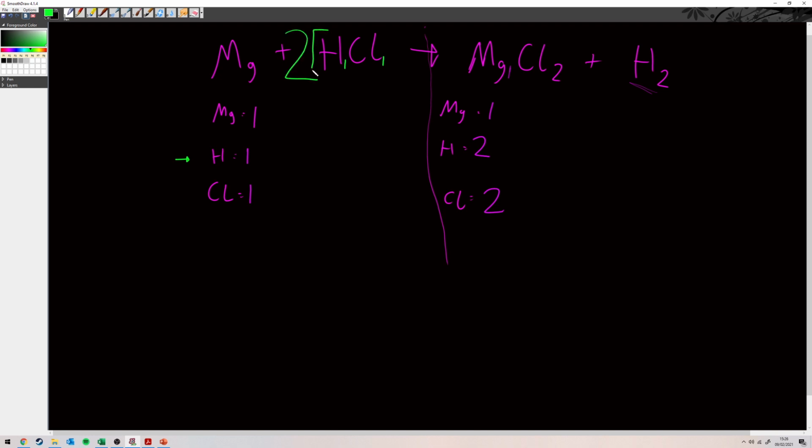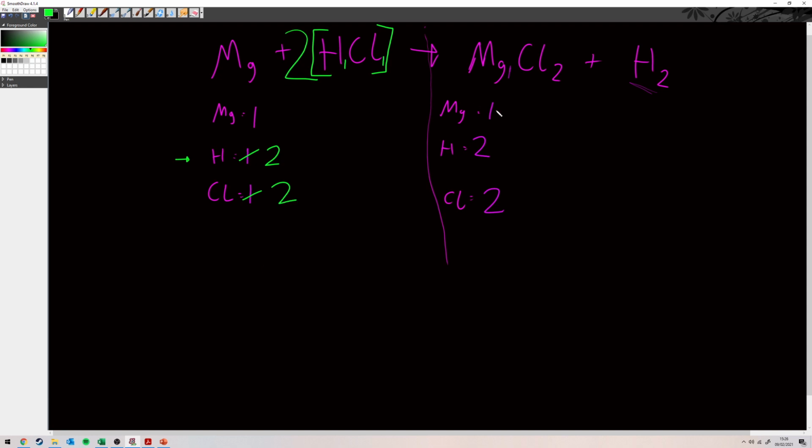Remember, that means now I've got 2 of everything inside these brackets. So let's recount. Well, before I had 1 hydrogen, but now I've got 2 of the whole thing. So that means I've got twice as much, so I've got 2 hydrogens. Again, before I had 1 chlorine, but now I've got twice as much because I put a 2 in front, so I've got 2 chlorines.